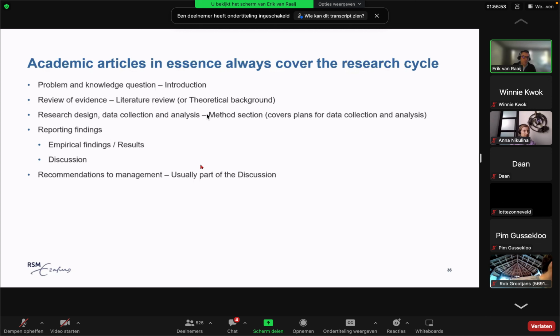And then sometimes it's quite hidden, but because we are publishing in management journals, there's almost always also a section, but sometimes it's just a paragraph, going back to that professional practice and explaining what the recommendations are to practice. It could be hidden in a section called discussion, so it's not always that clear to see.